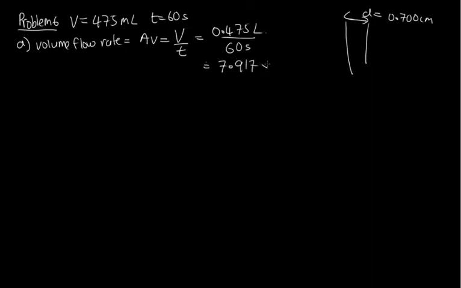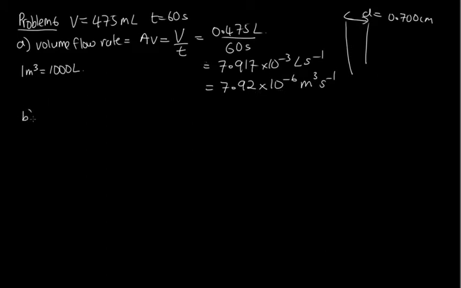7.917 times 10 to the minus 3 litres per second, except let's put it into SI units, which is meters cubed per second. 1 meter cubed holds 1,000 litres. So to convert this from litres per second into meters cubed per second, we're going to have to divide it by 1,000. So that will give us 7.92, just putting it down to 3 significant figures. Now dividing by 1,000 gives us 10 to the minus 6 meters cubed per second. So that's the volume of water leaving the tap each second.